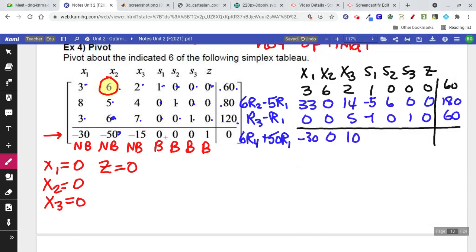And then again, the zeros are kind of easy. 6 zeros plus 50 ones, that's going to be 50. And 6 zeros plus 50 zeros, 0. 6 zeros plus 50 zeros, 0. 6 ones plus 50 zeros is going to be 6. And 6 zeros plus 50 of the 60s, 50 times 60 is 3,000.